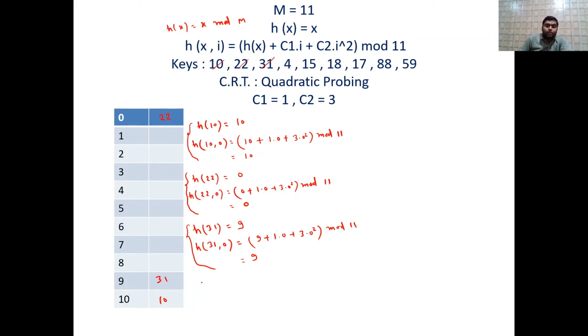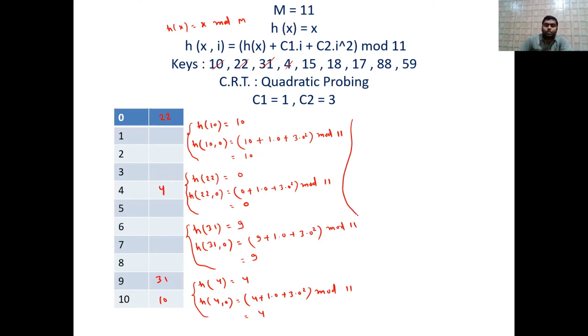Okay, now take the next one, which is 4. For 4 also space is available. H of 4, so 4 mod 11 is 4, and H of 4 comma 0 is H of 4, which is 4, plus C1 which is 1 into 0, plus C2 which is 3 into 0 square, and mod of 11. This will give you 4 as the answer. So the fourth space is available, and 4 will be stored at the fourth location.